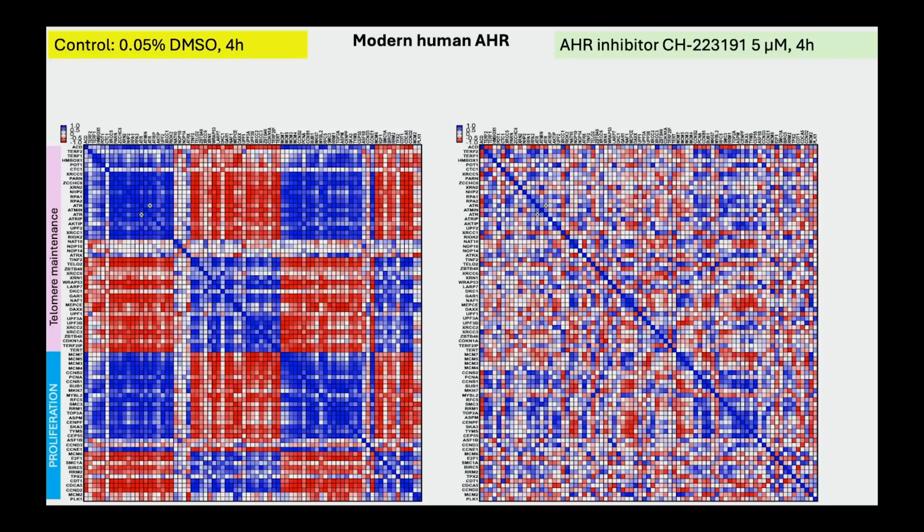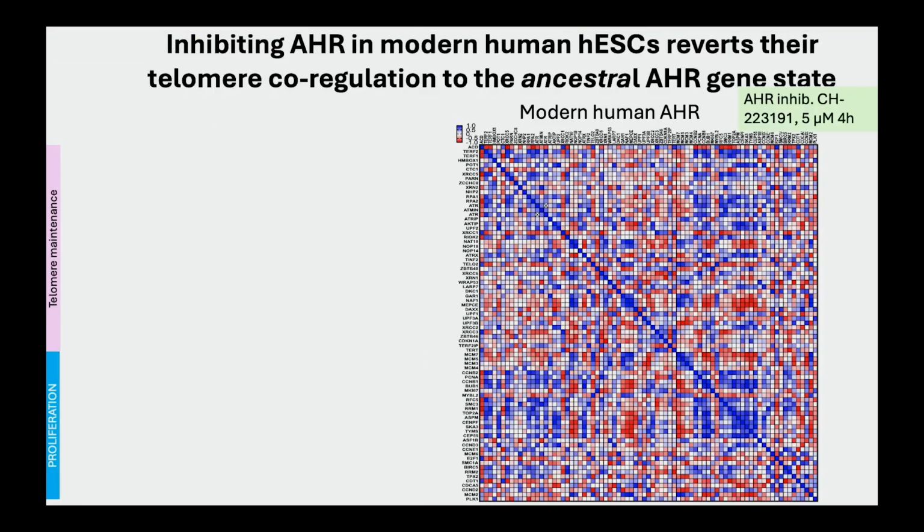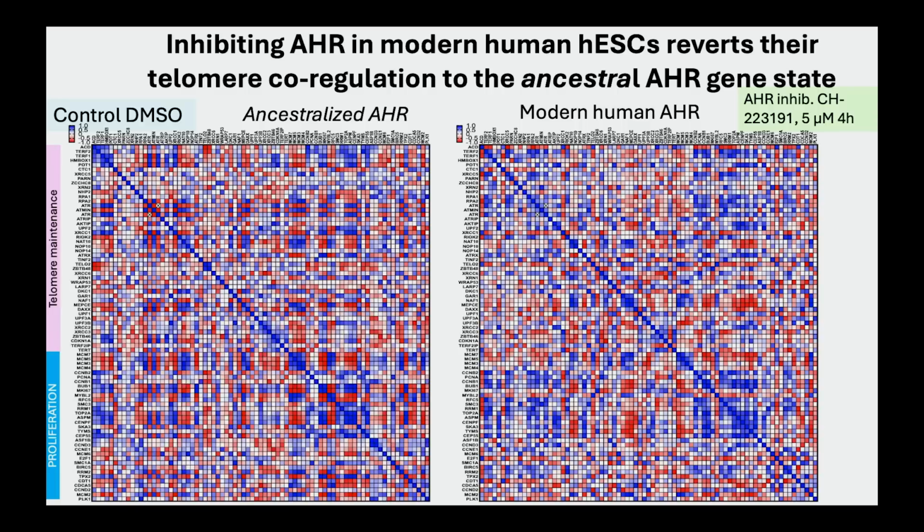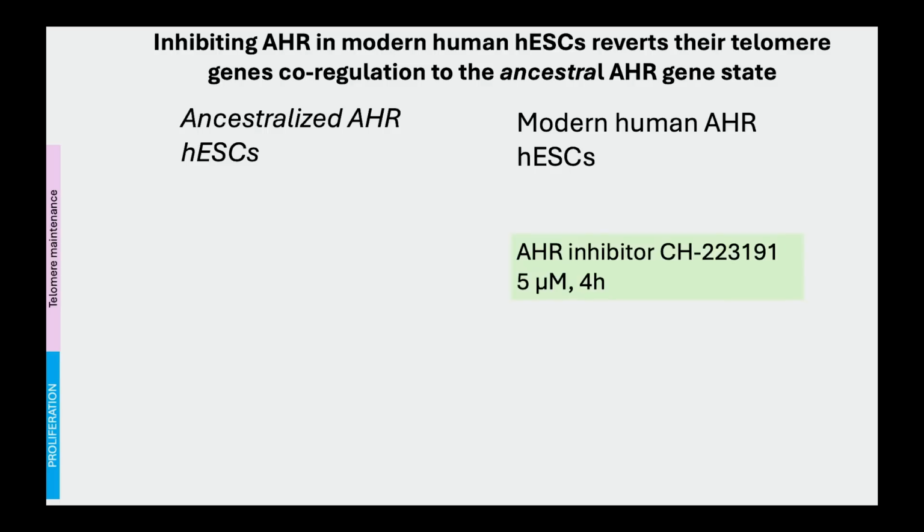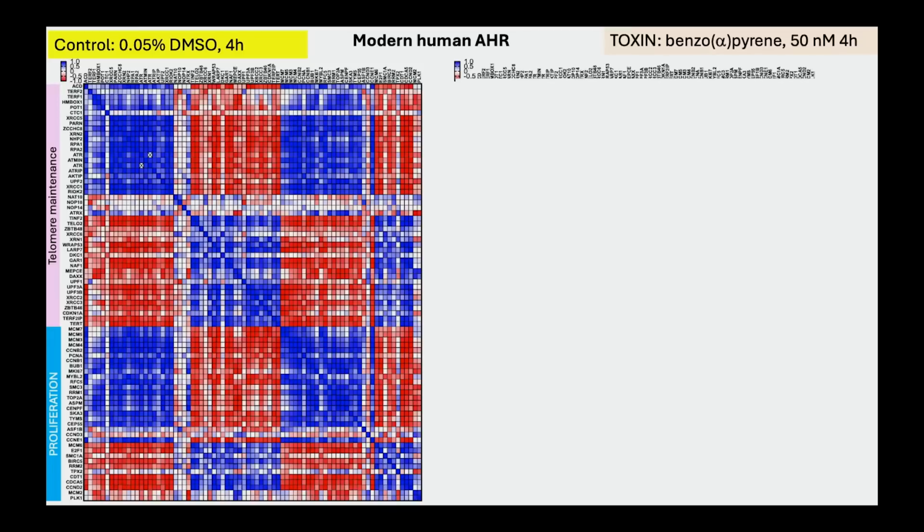It's really just changes, just by changing that, you can change the correlation patterns, but it looks fairly like what you get with just the control ancestral gene. So in other words, the ancestral gene looks as though you've inhibited the aryl hydrocarbon receptor. So, okay, that's interesting. So it converts it into the ancient form in terms of telomere maintenance.